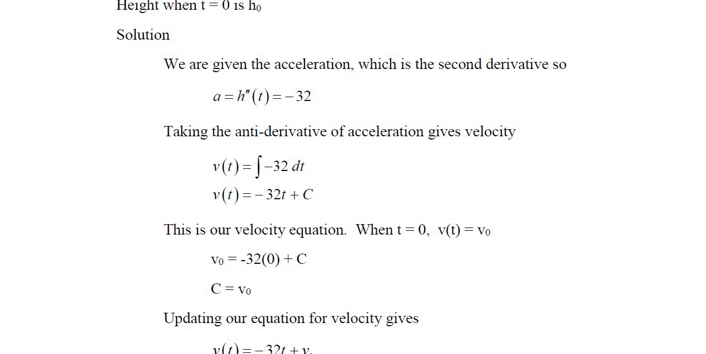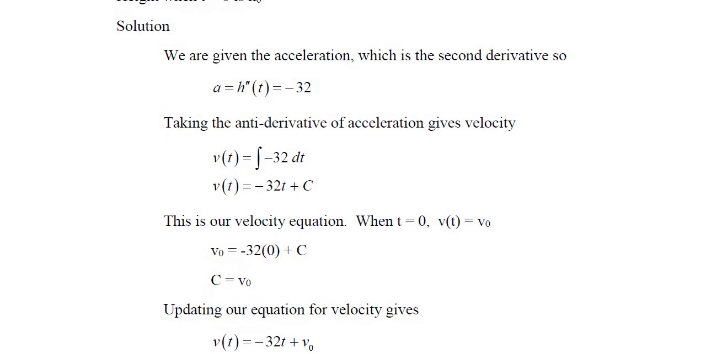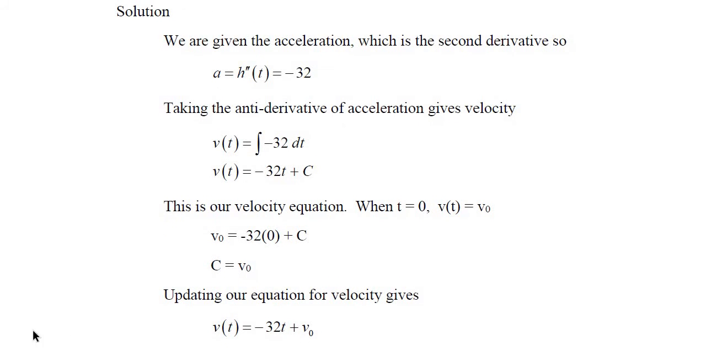Well, this is our velocity equation. When t is equal to 0, v of t calculates to v0. So that gives us v0, replacing v of t with v0, is equal to negative 32 times 0 plus c. So that tells me that constant has to be v0. Updating our velocity equation, that gives us v of t is equal to negative 32t plus v0.